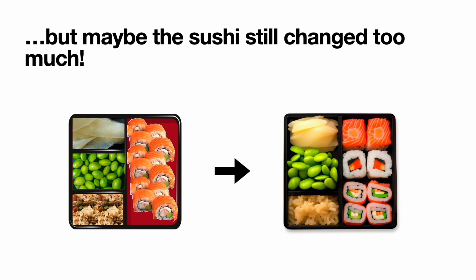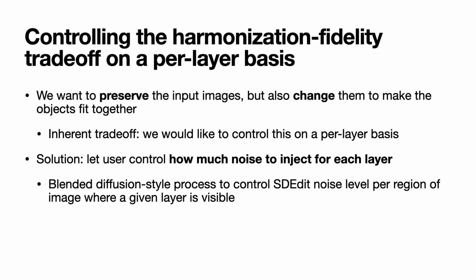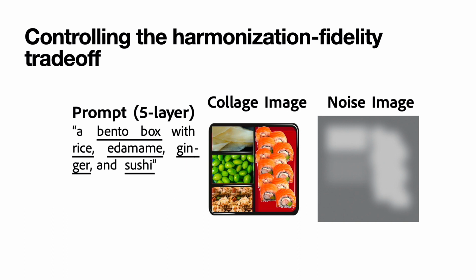But maybe I still think the sushi changed too much. What can I do? We let users control how much the input layers can change on a per layer basis with per layer noise levels. This lets us control on each layer the harmonization fidelity trade-off. More noise means more harmonization. These noise levels are converted into a noise image for a blended diffusion style algorithm.